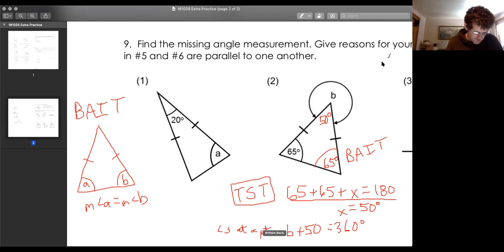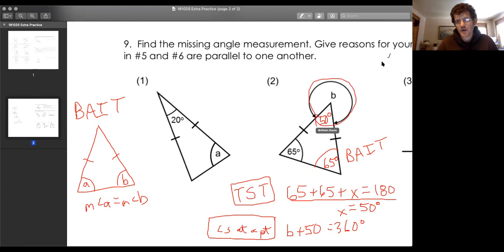This is angles at a point. Because we have, in this case, it's only two angles, and that's okay. We got two angles that are going around a point, and we get 360 degrees out of it. So bottom line, just to wrap this up, B is going to be 310 degrees.